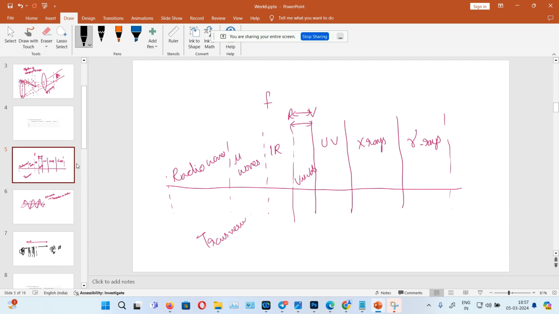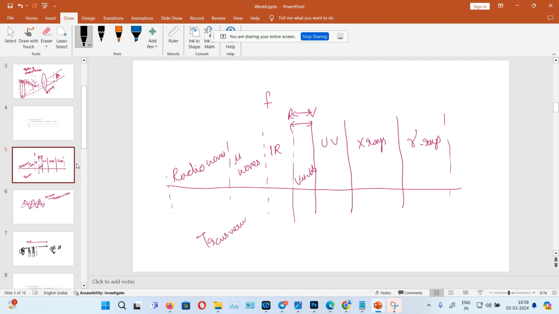So ultra is a term which means above. Ultra-violet means above the violet, above our human detection level. So that is called ultraviolet.